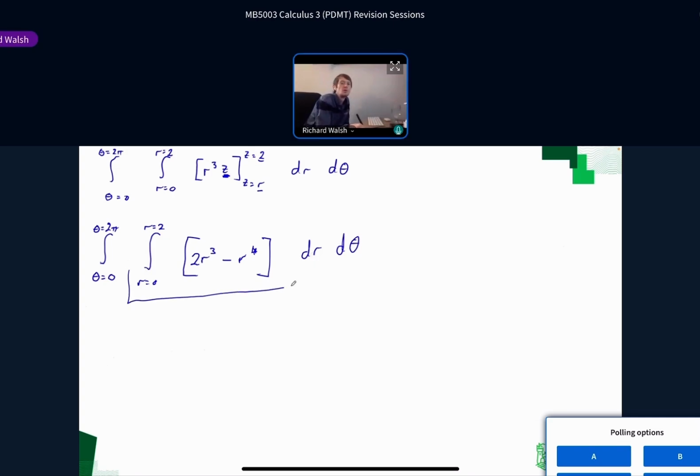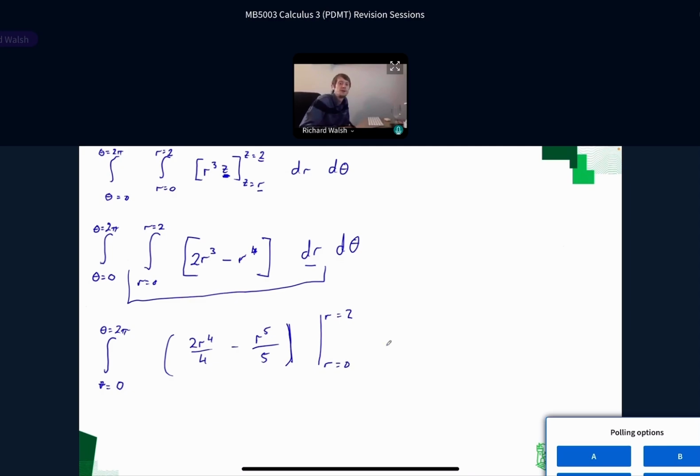Next, I'm going to integrate with respect to r. Well, both of those terms just have r in them, so I'm just going to carry out my normal integration on them. So I add 1 to the power and divide by the new power. Add 1 to the power, divide by the new power. And I have limits on that of r equals 2 and r equals 0. Again, upper limit minus lower limit. So d theta is still just there at the end.